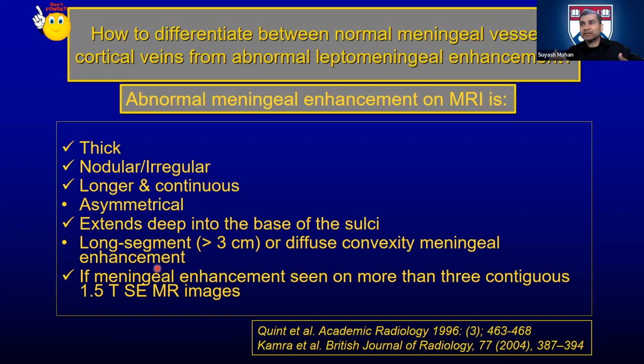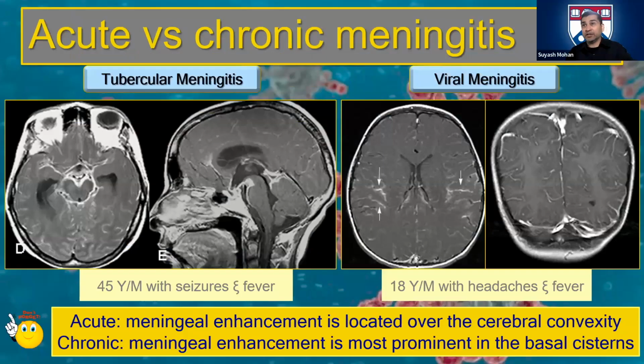So if this persists, it is abnormal. If it goes down to the depth of the sulcus, it is abnormal. If it is thick, if it is nodular, if it is asymmetric, it is abnormal, right? So that is how we distinguish.